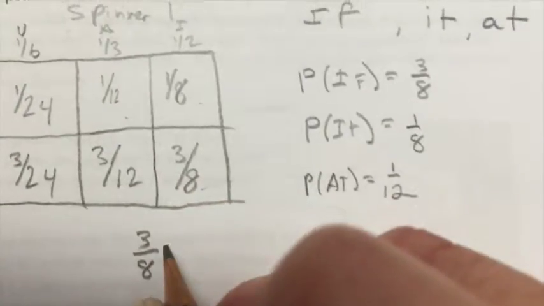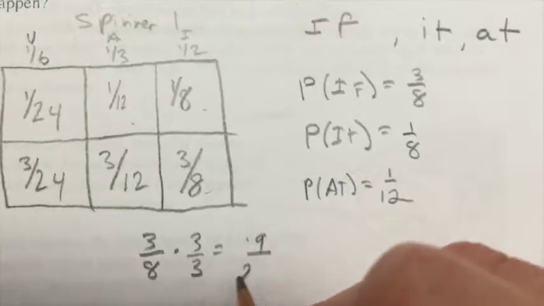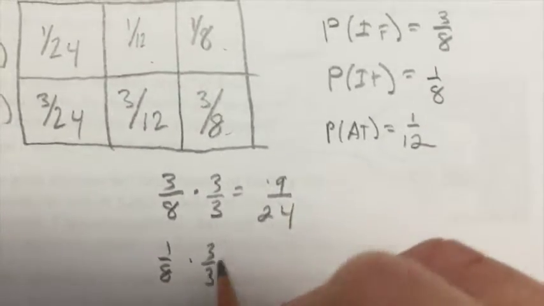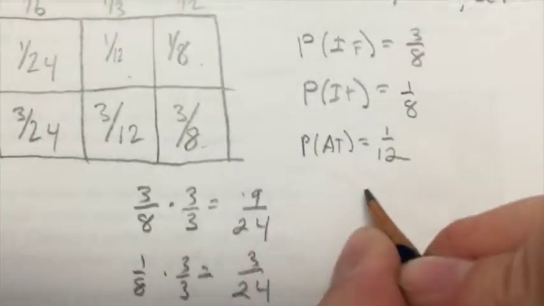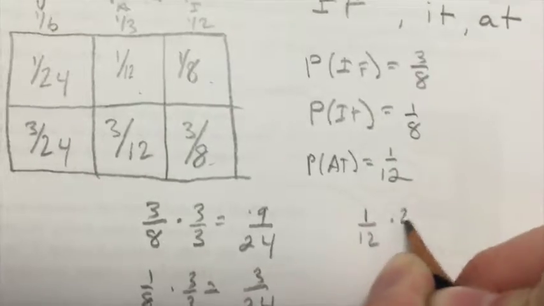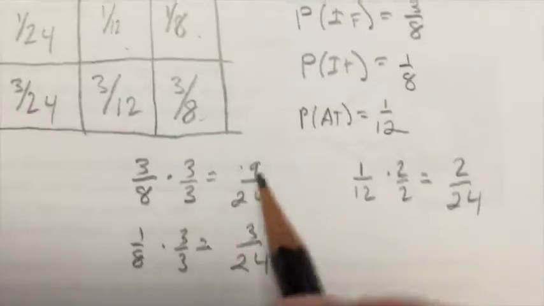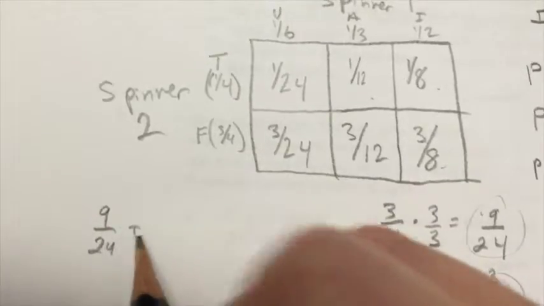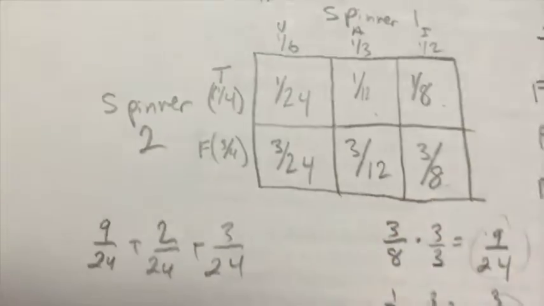So 3 over 8, I'll multiply it by 3 over 3, which gives me 9 over 24. And then 1 over 8, multiply it by 3 over 3, which gives me 3 over 24. And then I'll multiply 1 over 12 by 2 over 2, which is 2 over 24. So let's add up those numbers. So I'll do it over here. So 9 over 24 plus 2 over 24 plus 3 over 24.